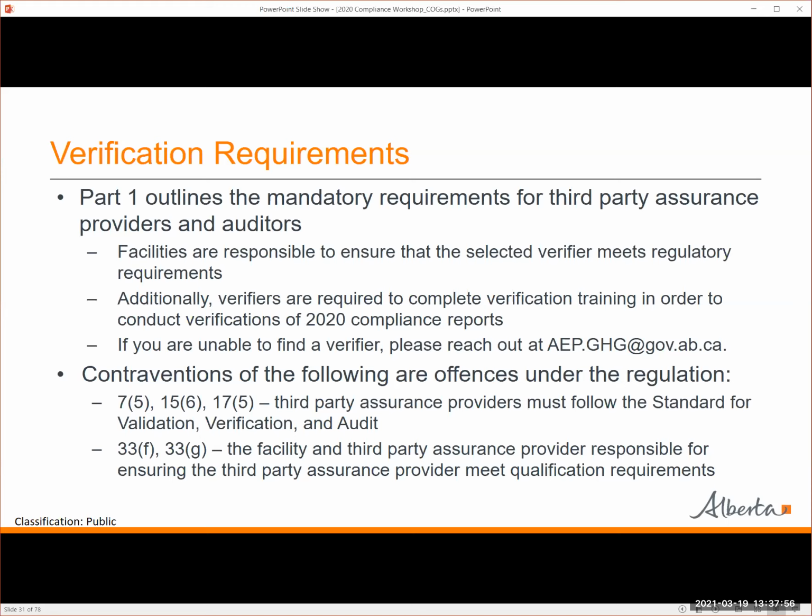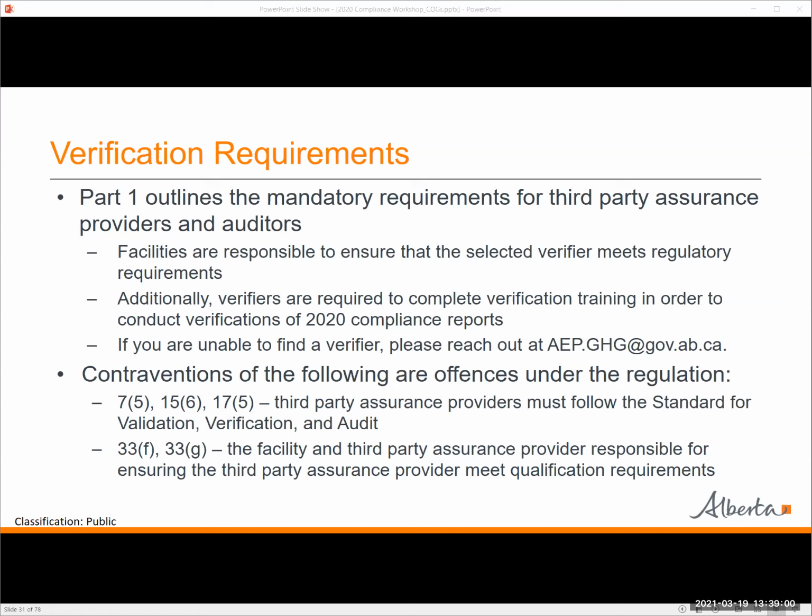In addition to these specific requirements in the standard and the regulation, we have also required that verifiers complete verification training in order to conduct verifications of the 2020 compliance reports that are submitted in June. Earlier this year in January and February, we held some live sessions for verifiers to attend on the verification training. If you are a verifier and haven't completed the verification training, we do have it available on the TIER website now, the recorded session, and as well an online quiz that you can complete and submit to us. We will be providing confirmation emails to those who have attended the training. So you should be receiving a note from us if you did attend and complete that training online, or if you completed the quiz that is available on the website.